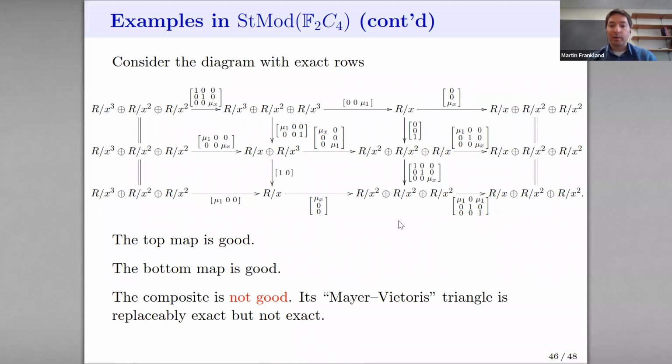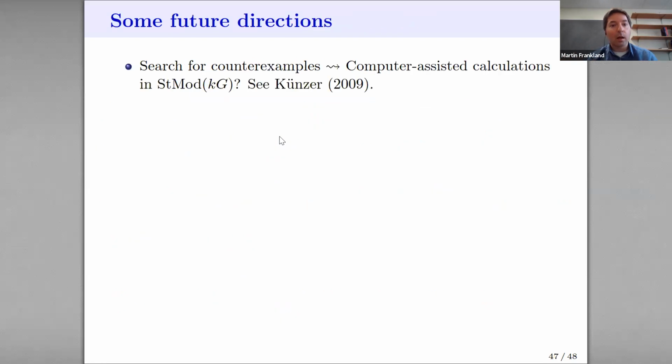So in other words, the Mayer-Vietoris triangle is replaceably exact. That's guaranteed by the pasting lemma, but it's not exact. So yeah, you run into those kinds of subtleties in that business. And those examples were small enough that we could compute them by hand. However, we're thinking that if we're going to solve some of the remaining open questions and look for those weird counterexamples, hand computations will hit a limit pretty quickly.